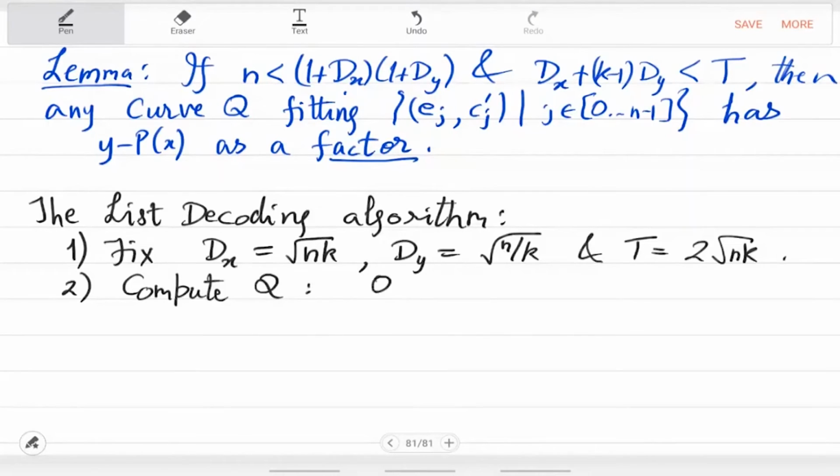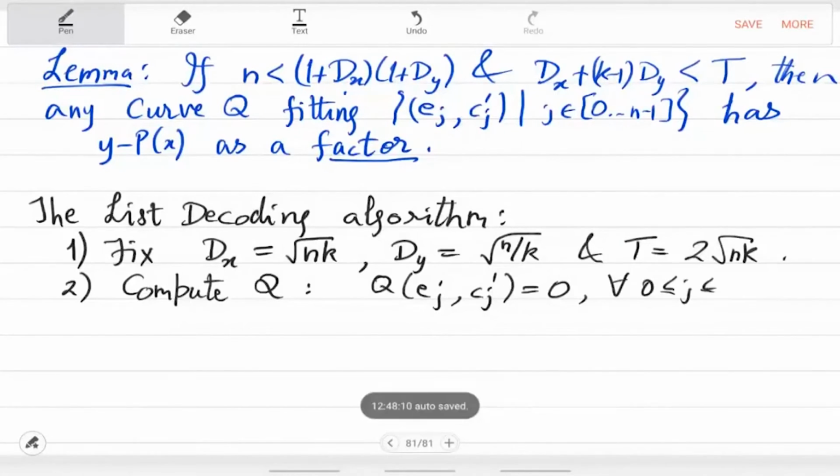Such that q satisfies e_j c_j prime is 0 for all j. And the individual degree bounds for q are dx and dy, right? That is the setting.